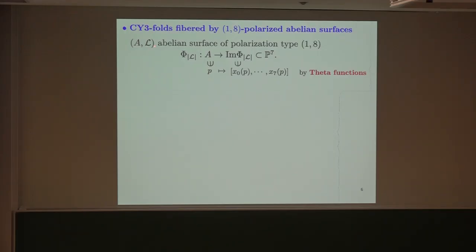So consider the abelian surface with the line bundle L. That means, more concretely, the data of a period matrix Z, or Zij, with the polarization type 1,8. And then, as I said, in terms of global sections, we can embed this abelian surface into projective space. So D1 times D2 is this time 8, so the embedding is into P7.